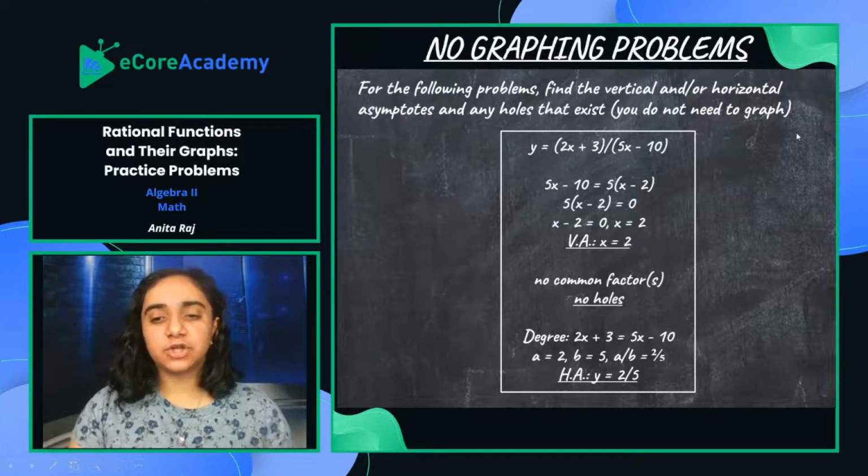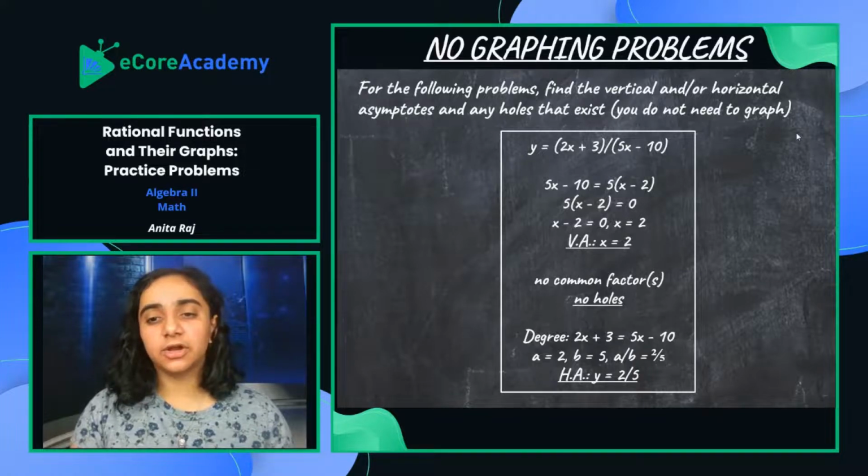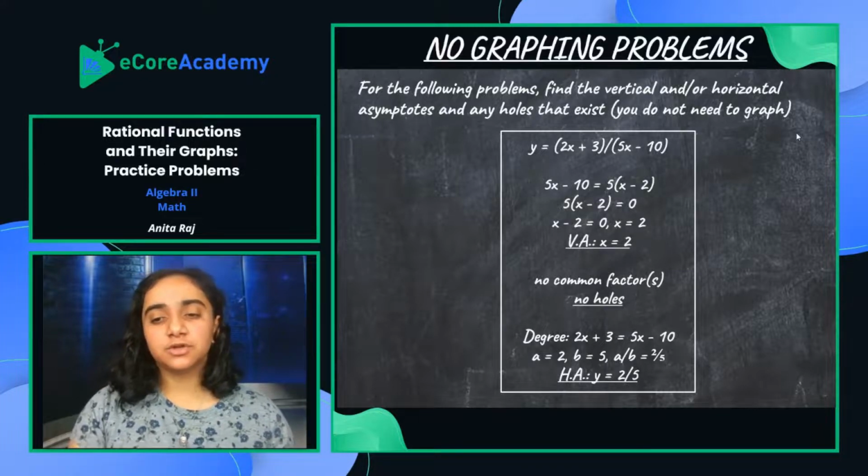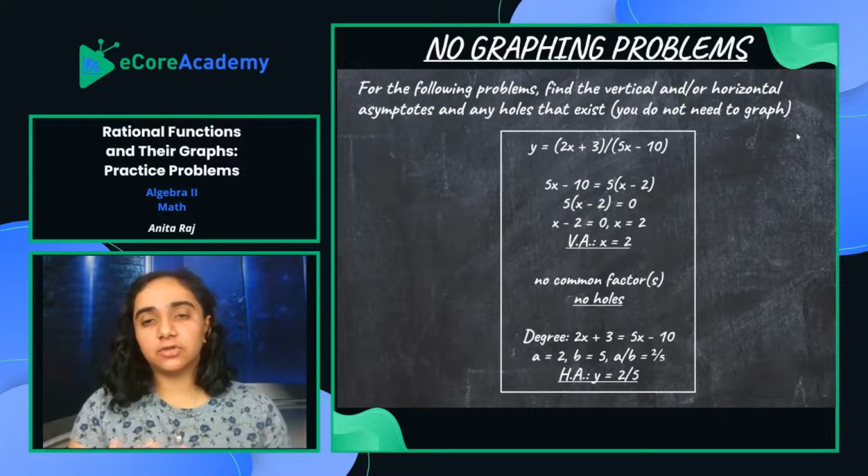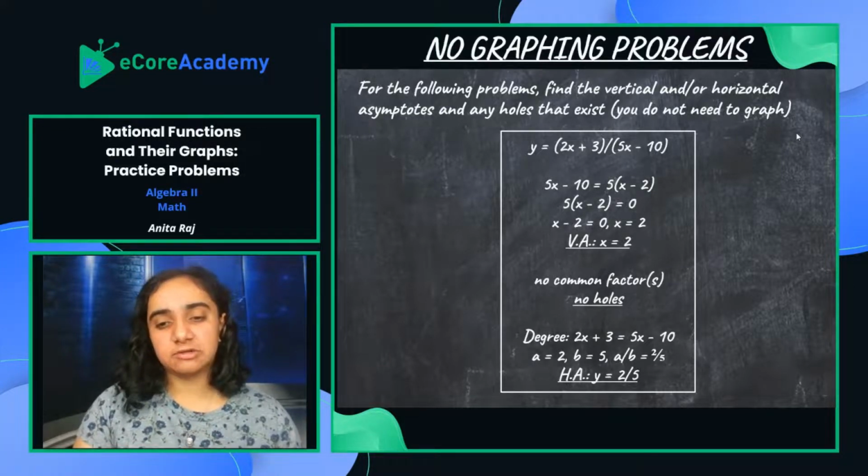Lastly, we have to determine what the degrees are, so we're going to compare the degrees of the numerator and denominator. If you see, both of them have a degree of 1 because of that leading term of 2x and then 5x. So if the degrees are equal to each other, we're going to find a and b and then divide them to find our horizontal asymptote.